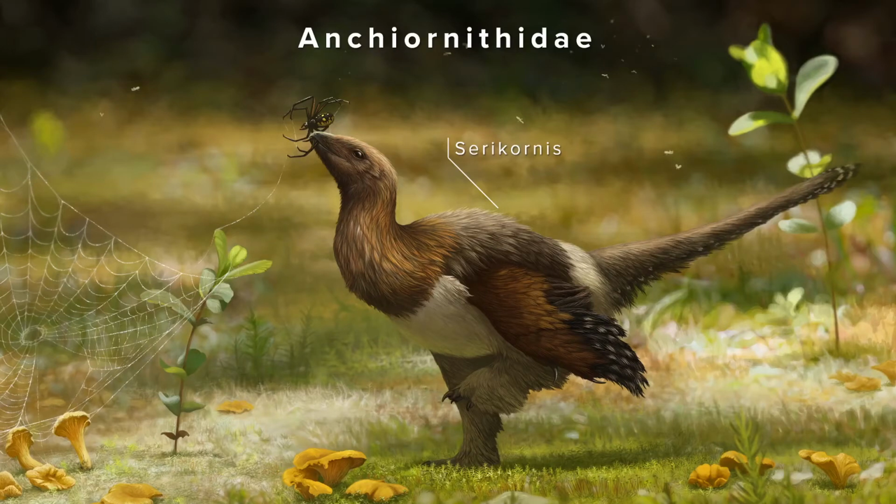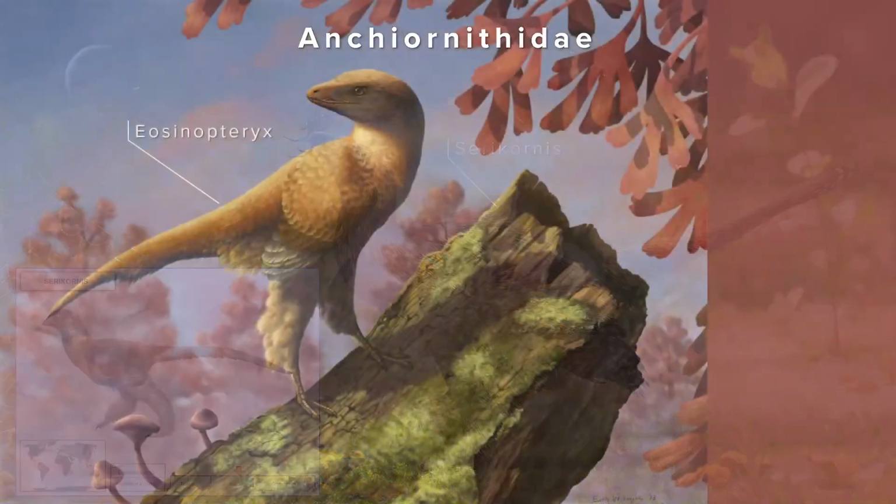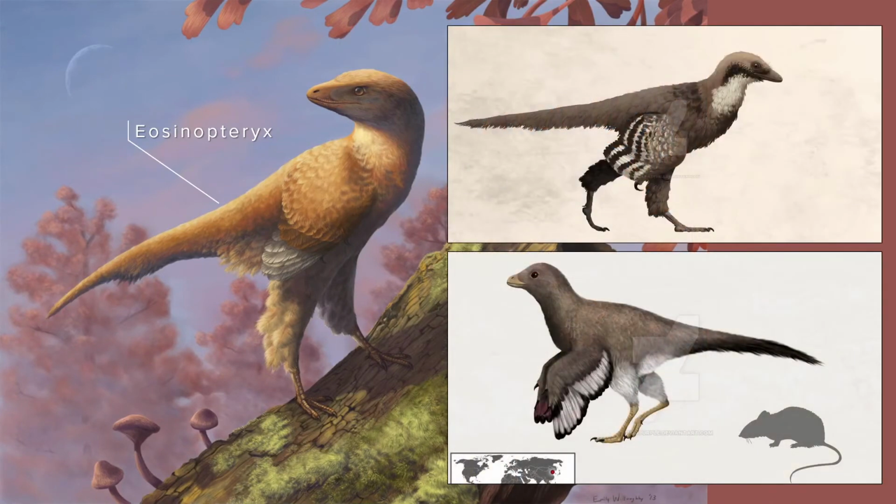This is another Anchiornithid. It's called Serikornis, which I believe means silky bird when you translate it. And it is just amazing. I think this is a beautiful piece of art of it eating a small spider, really pretty animal. Again, very small one. All Anchiornithids are pretty small. The smallest one being Eosinopteryx. You can see it here, again, next to a mouse.